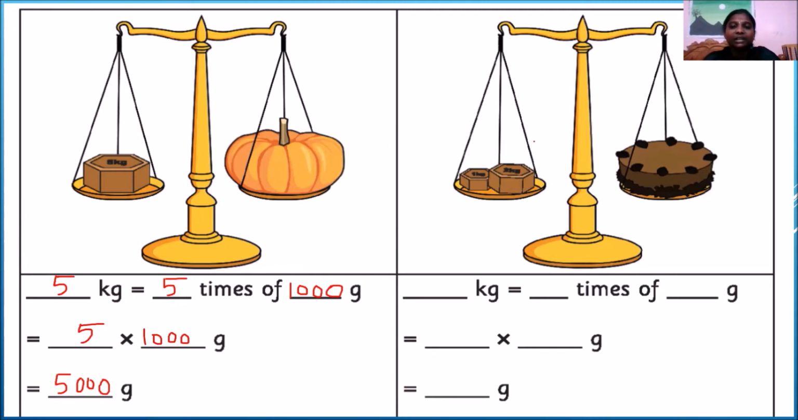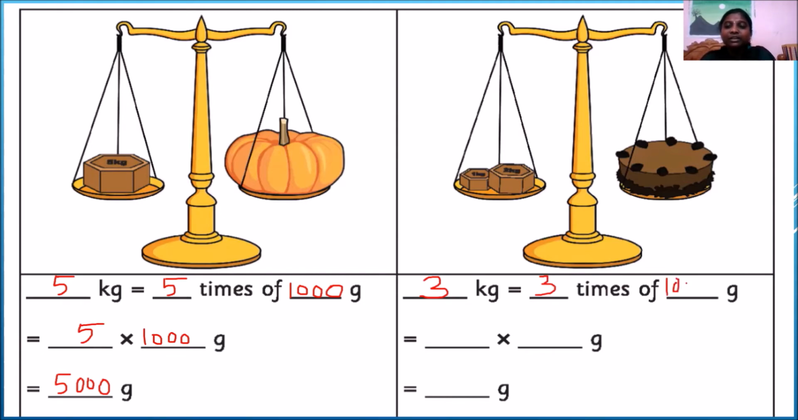Now see the second one. In the weighing balance, in the left hand side you can see the two weighing stones. One is 2 kg, another one is 1 kg. You can add these stones. 1 kg plus 2 kg is 3 kg. Write 3 kg in the given dash. 3 kilogram is equal to 3 times of 1000.